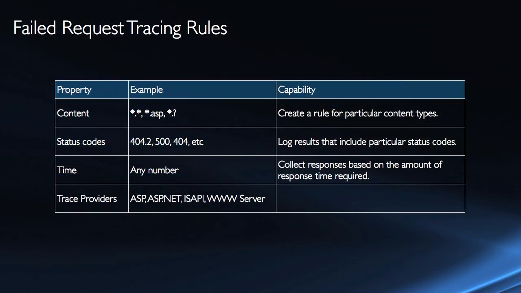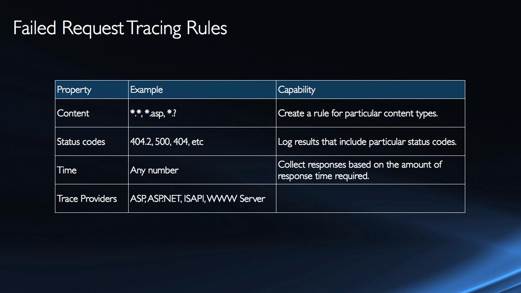First one to look at is the content. Where did it come from? So you can create a rule for particular content types. That if we have a failed request, we can have a rule for that failed request according to what kind of content that request was looking for.